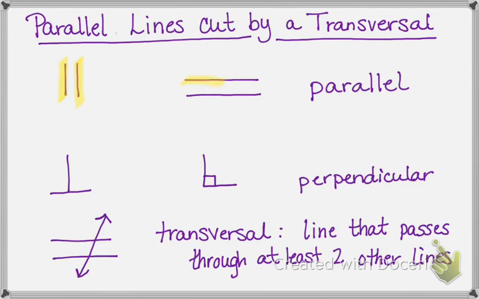Parallel lines are lines that never, ever intersect. They can go on forever in either direction, and they never intersect. They're parallel. And having the two L's inside the word helps you remember that they never touch.